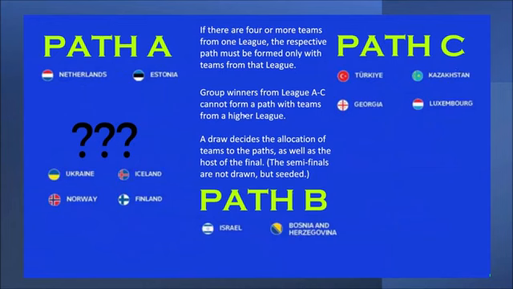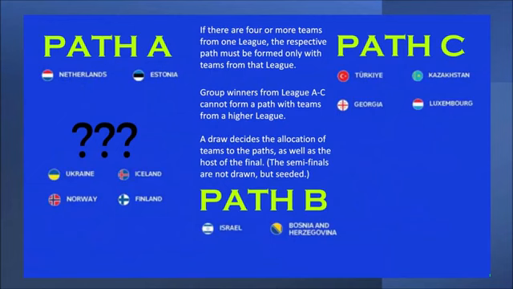Also, group winners cannot form a path with teams from a higher league. What does this mean? Well, we had 6 teams from League B, those 2 and those 4, but Israel and Bosnia are group winners. That means they cannot form a path with a team from a higher league, which would be the Netherlands. So the Netherlands join path A, since they're the only team from League A, and Estonia joins path A as well, since according to the first rule, path B has to be made up of only teams from League B, while we have 6 teams from League B.